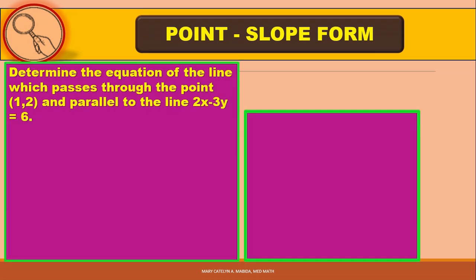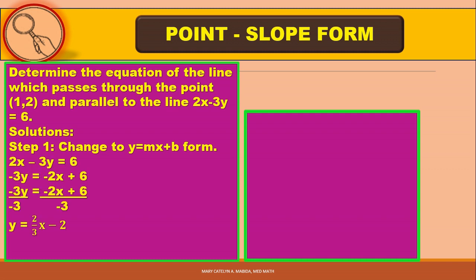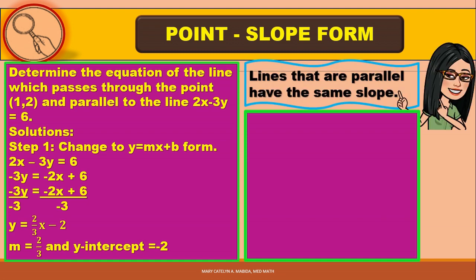Determine the equation of the line which passes through the point 1, 2 and parallel to the line 2x minus 3y equals 6. Step 1. Change the equation 2x minus 3y equals 6 to the slope-intercept form y is equal to mx plus b. And we have y is equal to 2 over 3x minus 2. From the solution, we got m is equal to 2 over 3 and our y-intercept is negative 2. Lines that are parallel have the same slope.